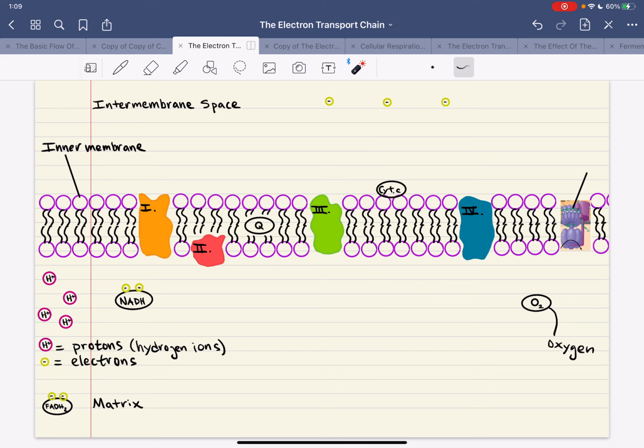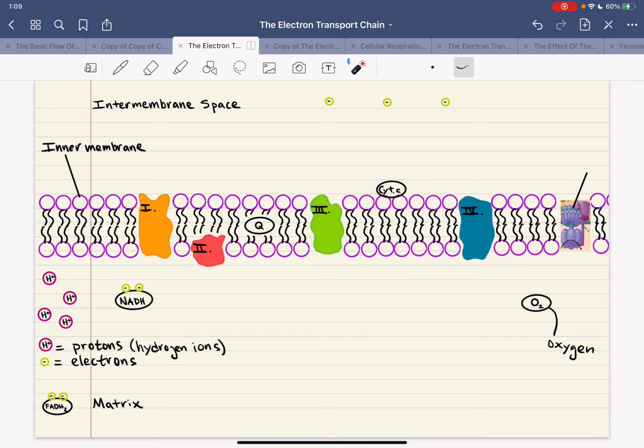A few more things you're probably wondering what they are. We have these right here, Q and Cyt C. What does that stand for? The name's not that important. I don't want to give you a bunch of complex sounding terms, but they do have names. This is called ubiquinone. I'm just going to call it Q for short. This is called cytochrome C. We're going to abbreviate it.